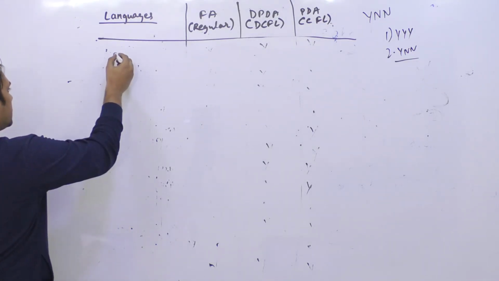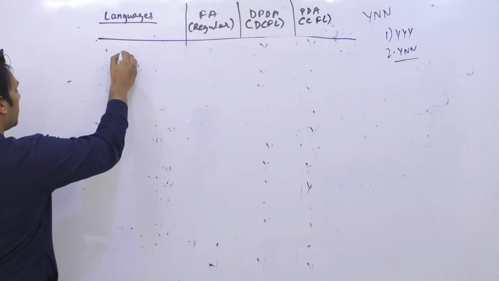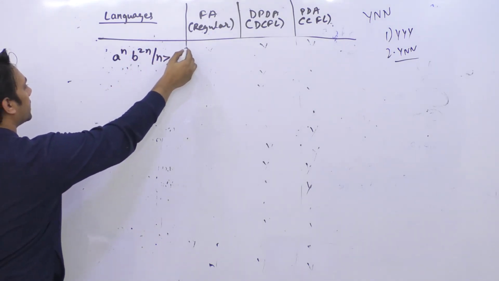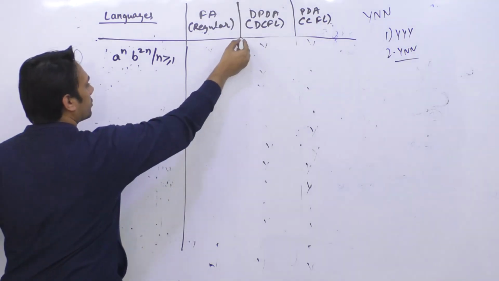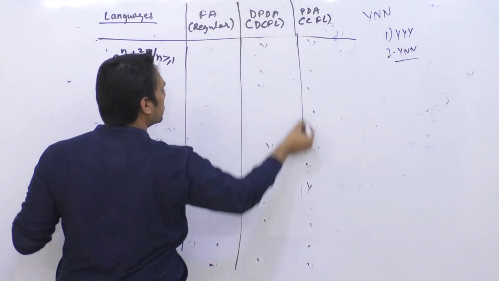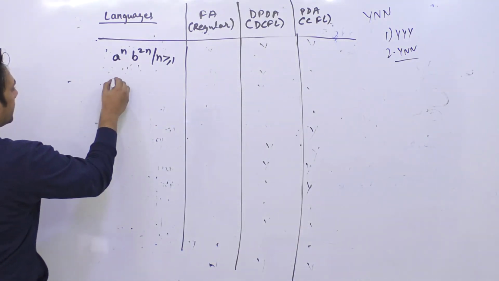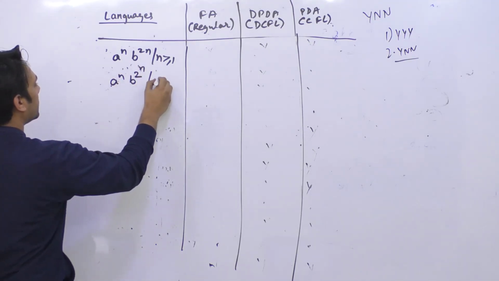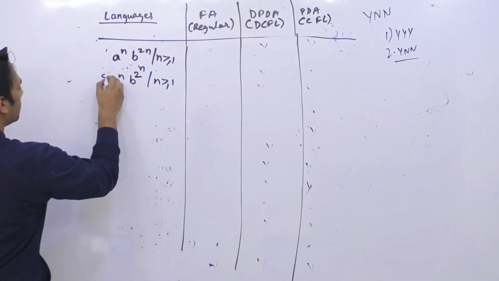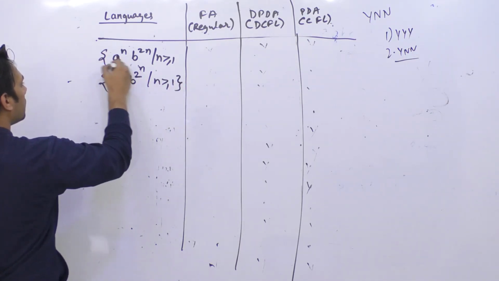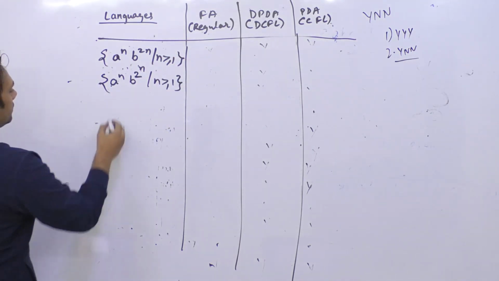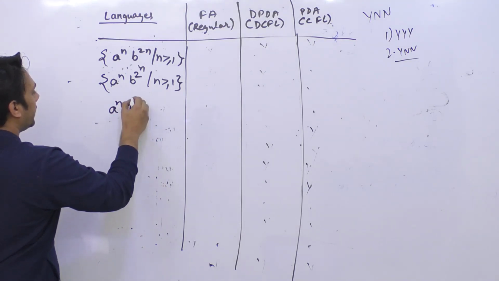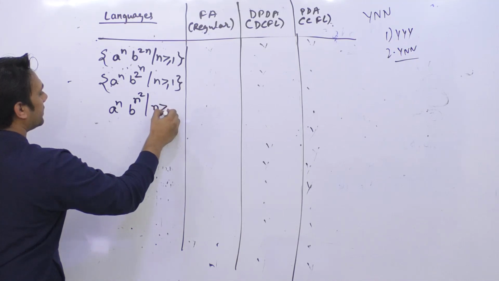So the language is a raised to power n, b raised to power 2n such that n is greater than or equal to 1. This is something that we have already seen till now. इसको हम already देख चुके हैं. Next language is a raised to power n, b raised to power 2 raised to power n such that n is greater than or equal to 1. Then we have a raised to power n, b raised to power n square such that n is greater than or equal to 1.